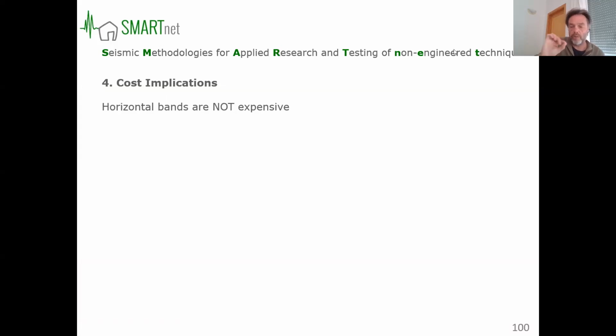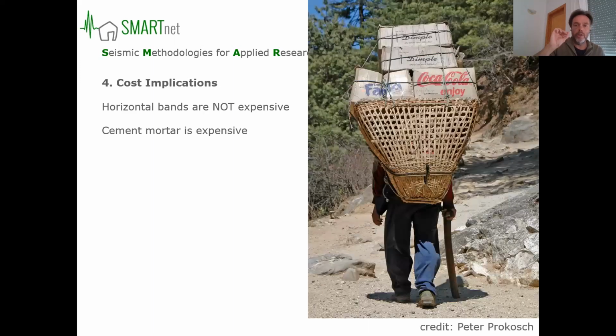So good news, the horizontal bands are not that expensive. That is actually very good news, and it is unique information. I have never ever seen this before. Cement mortar is expensive, we know that, but I also want to get rid a little bit of the story that it is difficult to get cement at all these remote places, because just go to any place on the mountains in Nepal and you will be able to buy Coca-Cola there. I understand that it is expensive, but it is not impossible anymore.